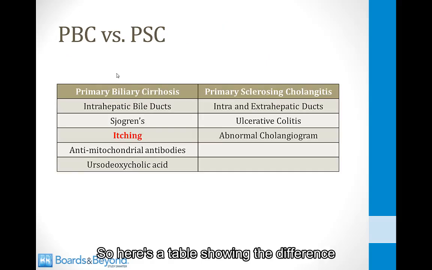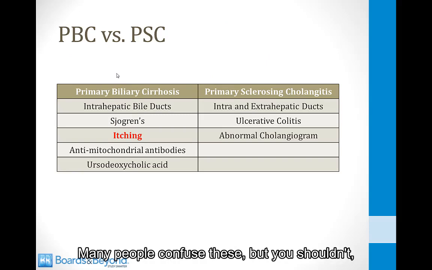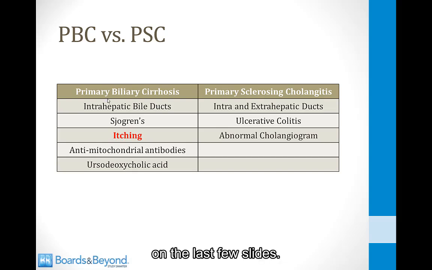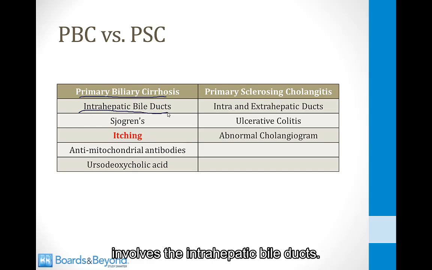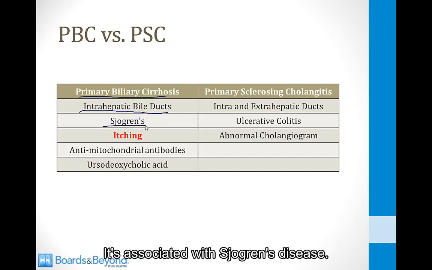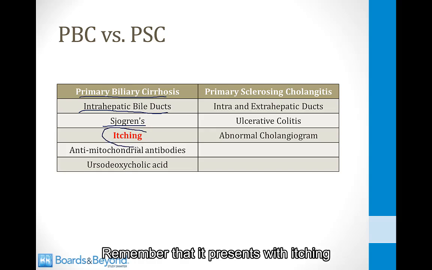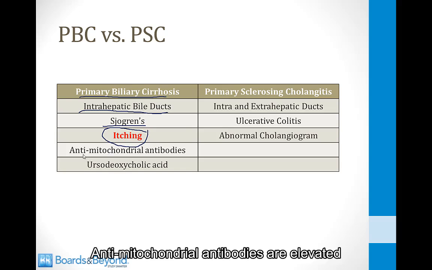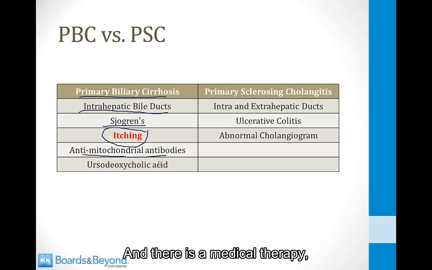So here's a table showing the difference between primary biliary cirrhosis and primary sclerosing cholangitis. Many people confuse these, but you shouldn't if you paid attention to what I've been saying on the last few slides. So primary biliary cirrhosis involves the intrahepatic bile ducts. All those extrahepatic bile ducts that you can see with ultrasound and other imaging techniques will be normal. It's associated with Sjogren's disease. Remember that it presents with itching as its predominant feature. Antimitochondrial antibodies are elevated in patients with this condition, and there is a medical therapy, ursodeoxycholic acid.